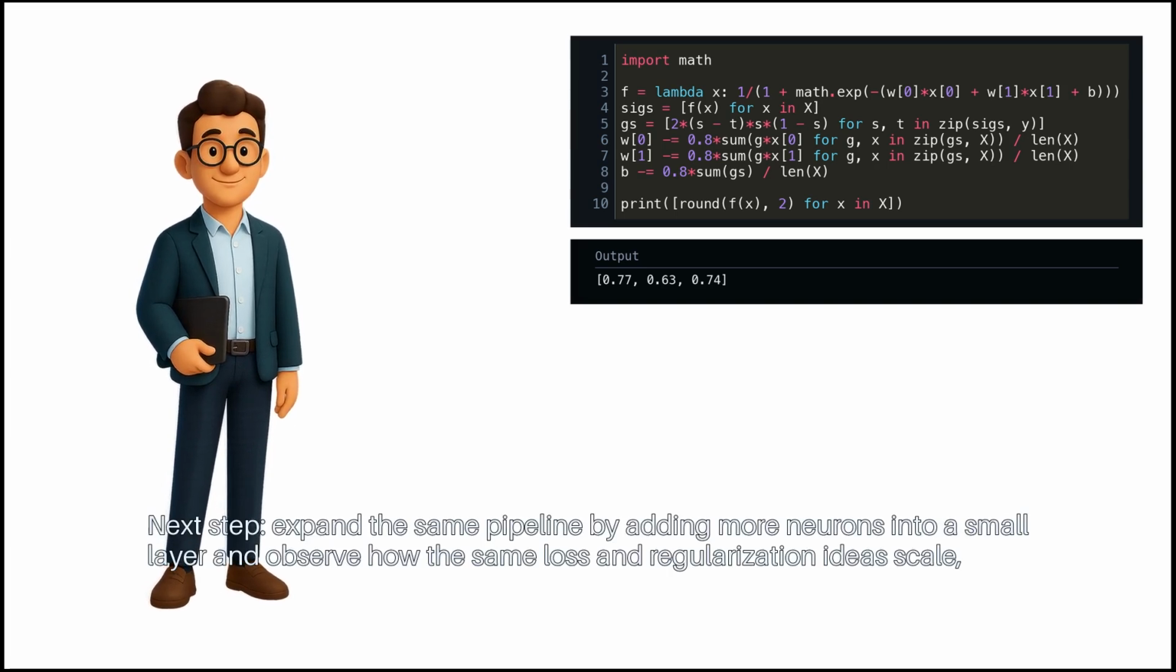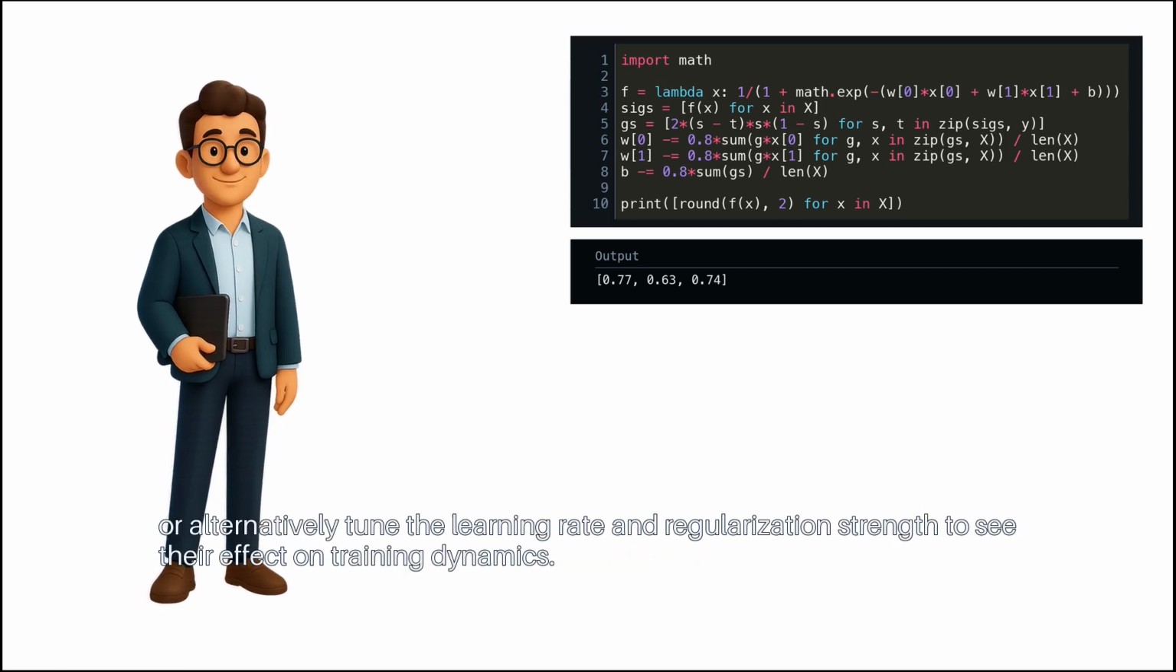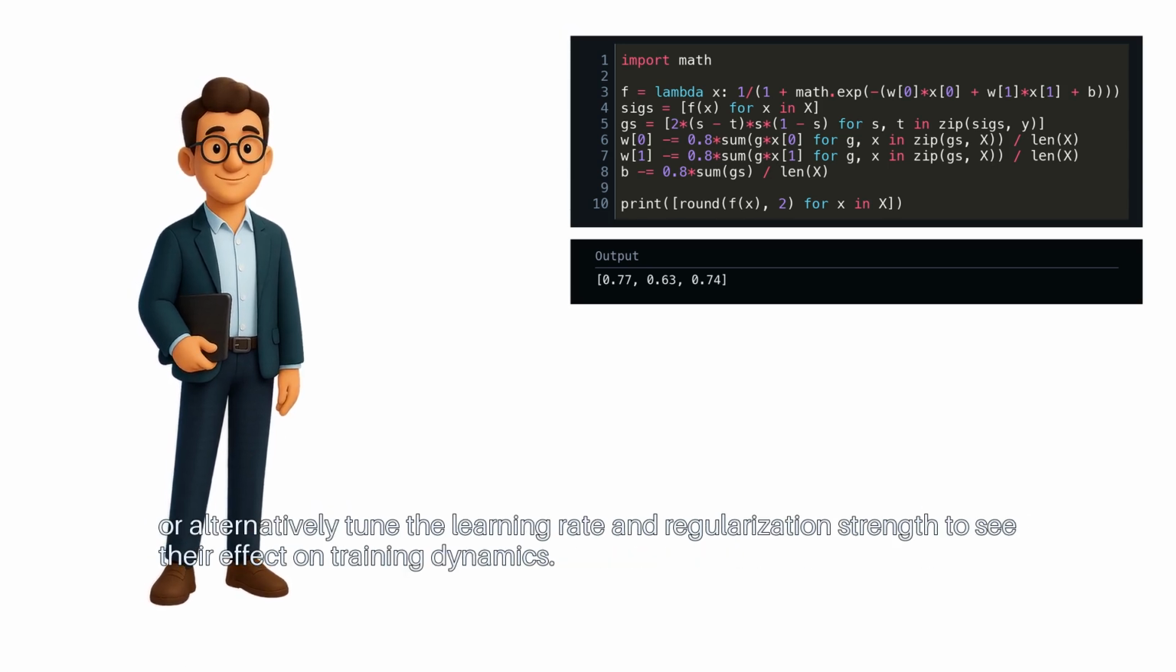Next step: expand the same pipeline by adding more neurons into a small layer and observe how the same loss and regularization ideas scale. Or alternatively, tune the learning rate and regularization strength to see their effect on training dynamics.